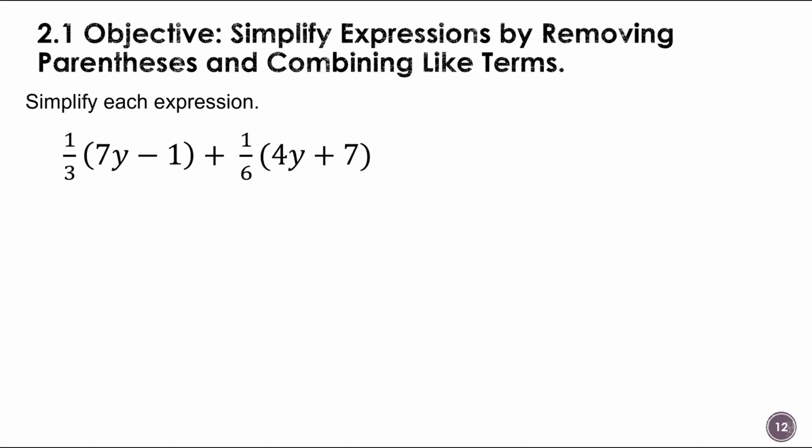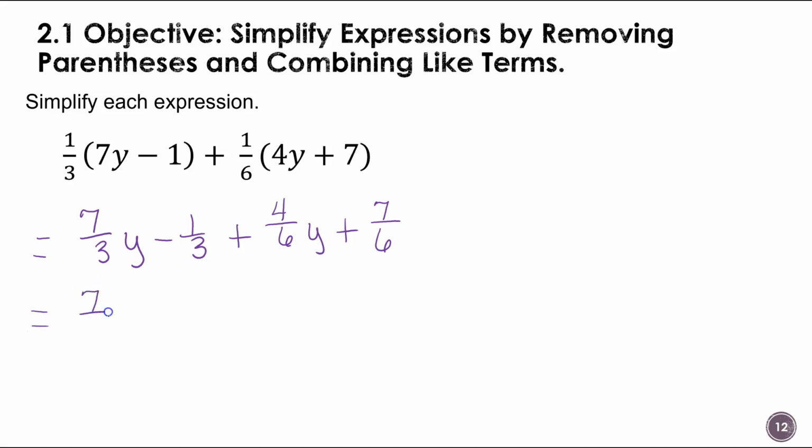All right, so I threw in some fractions here just for fun. We're going to distribute 1/3, so that's 7/3 y minus 1/3. This is going to be, you multiply the numerator times the 4, so that's 4/6 y plus 7/6. Now I'm going to combine the y's, but first I have to do a little simplifying. So that's going to be plus 2/3 y.